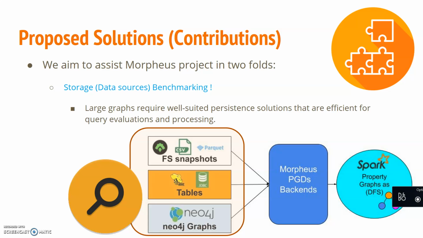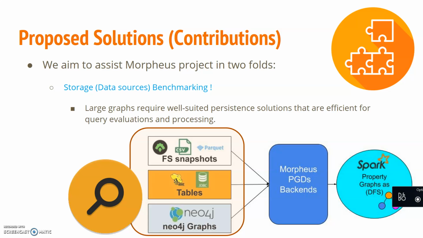Now I will talk briefly about our proposed contributions that I'm planning to do in my PhD. First of all, we aim to assist the Morpheus project in two folds: the storage data source benchmarking. In this point, as we have mentioned, Morpheus can read and write its property graphs from different property graph data sources such as HDFS and Hive, and in different file formats such as CSV, Parquet, and ORC.